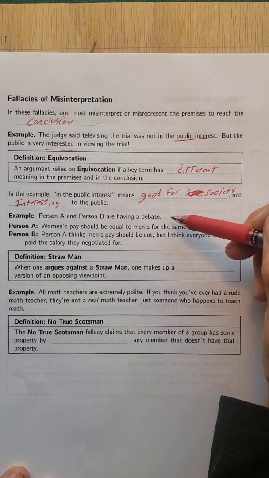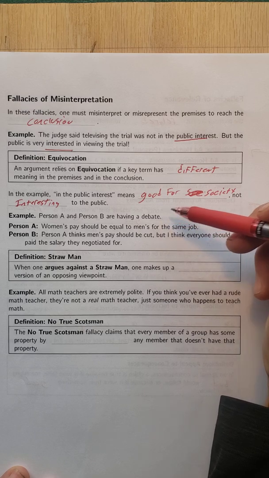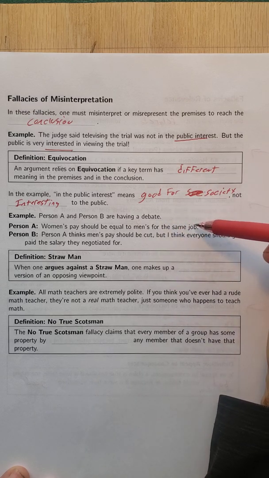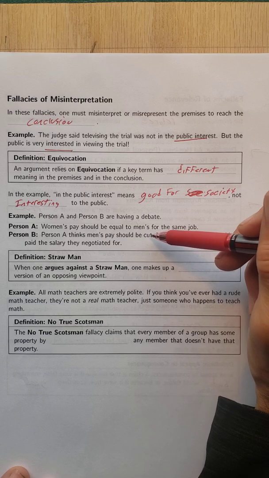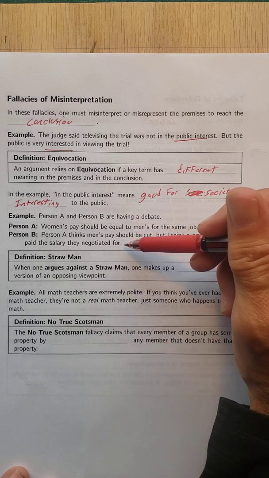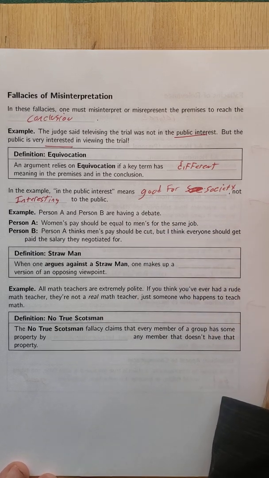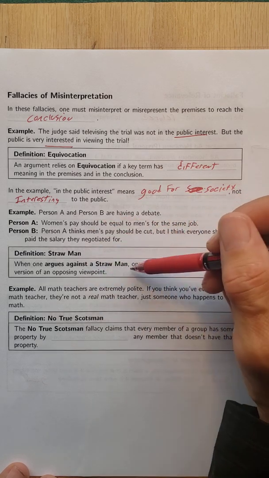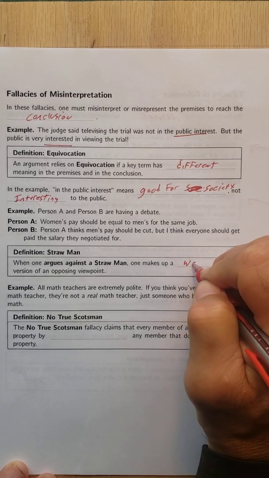Okay. Another example. Let's say person A and person B are having a debate. Person A says a woman's pay should be equal to men's for the same job. Person B says, okay, person A thinks men's pay should be cut, but I think everyone should get paid for the salary they negotiated for. This is what's called a straw man. So when one argues against a straw man, one makes up a weaker version of the same viewpoint.